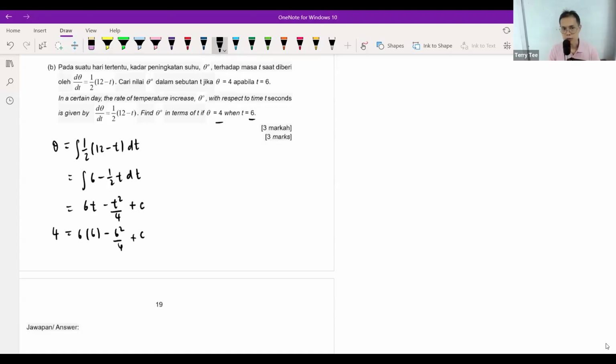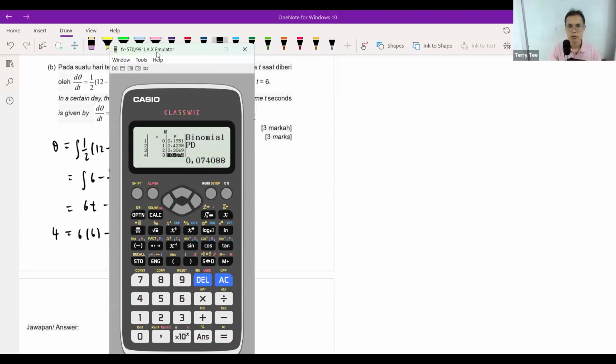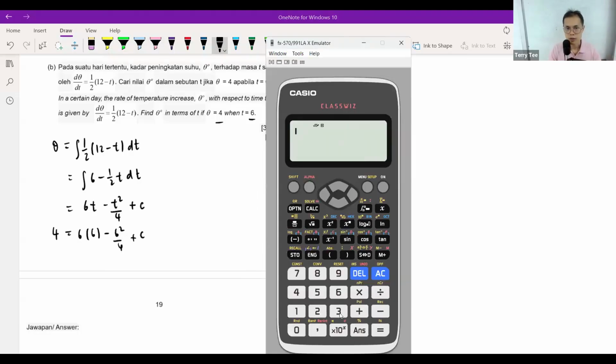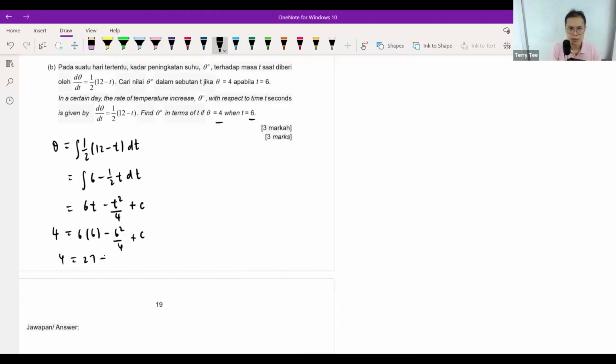Okay, 6 times 6 is 36. Then you minus, this is 36, right? You minus 36 over 4. Okay, basically 36 minus 9, and this is 27. So 4 equals 27 plus c. Bring it over, c is negative 23. Take your c, put it back inside here. Your theta is therefore 6t minus t squared over 4 minus 23. There you go, you got your theta in terms of t.